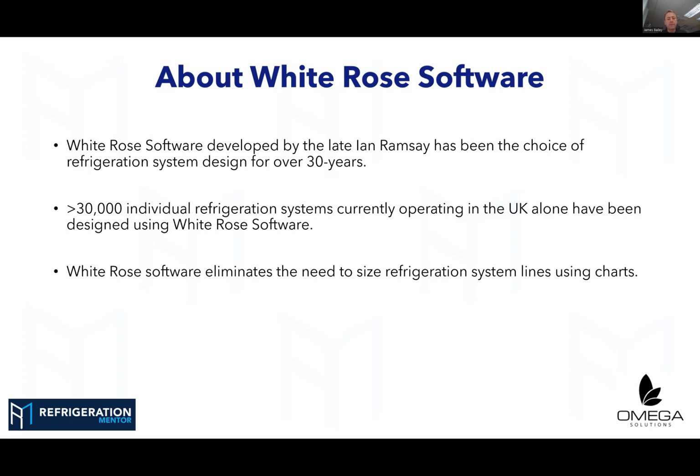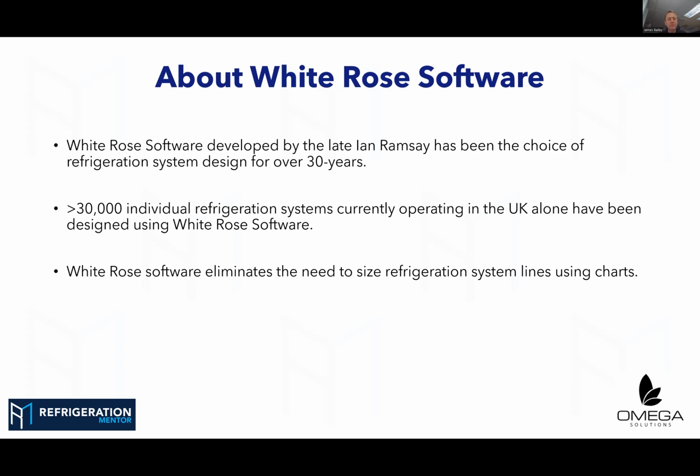So conservatively, and these are based on my estimations from large industrial systems to supermarket systems to small condensing unit type systems, which we're going to concentrate on tonight, we believe that there's over 30,000 plant systems out there in the UK alone that have been designed using White Rose software. It eliminates the need to size refrigeration lines using charts, using first principle calculations. So it removes all the inaccuracies because it understands that refrigeration systems are dynamic as well.